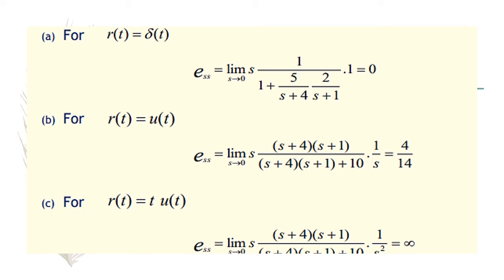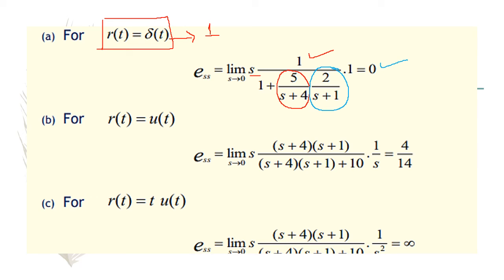The first given signal is an impulse signal, that is delta of t. Since it's an impulse signal, R of s will be equal to 1. So ESS is equal to limit s tends to 0 of s into E of s. E of s is nothing but R of s, which is 1, divided by 1 plus G of s into H of s. In this case, G of s is 5 divided by s plus 4, and H of s is 2 divided by s plus 1. The answer we get for this is 0.